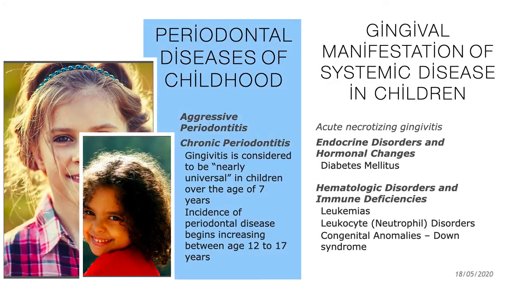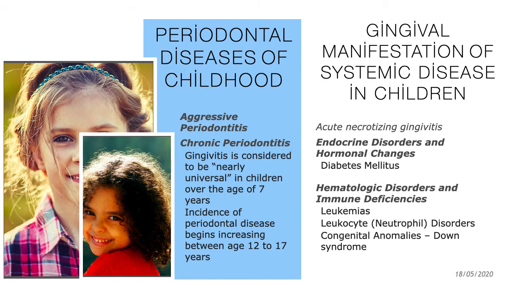Periodontal disease is mostly uncommon in children. If it is there, most frequently it is seen after the age of 12, not before the age of 12. Below the age of 12 you will see only gingivitis. Gingivitis is considered to be nearly universal in children over the age of 7 years up to 12 years.